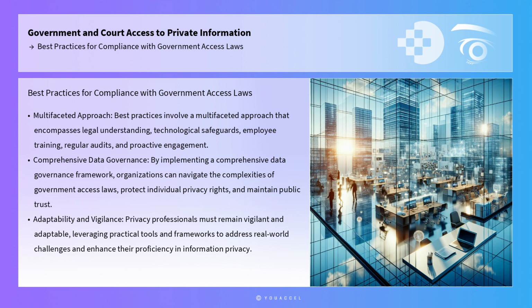In conclusion, best practices for compliance with government access laws involve a multifaceted approach that encompasses legal understanding, technological safeguards, employee training, regular audits, and proactive engagement with legal and regulatory developments. By implementing a comprehensive data governance framework, organizations can navigate the complexities of government access laws, protect individual privacy rights, and maintain public trust. As the landscape of data privacy continues to evolve, privacy professionals must remain vigilant and adaptable, leveraging practical tools and frameworks to address real-world challenges and enhance their proficiency in this critical area of information privacy.